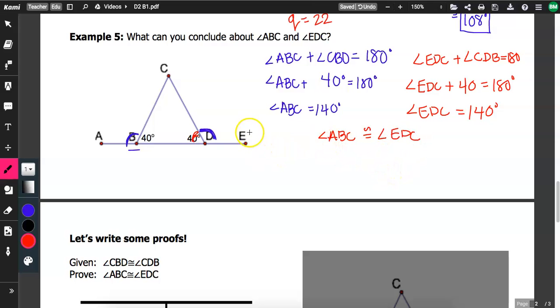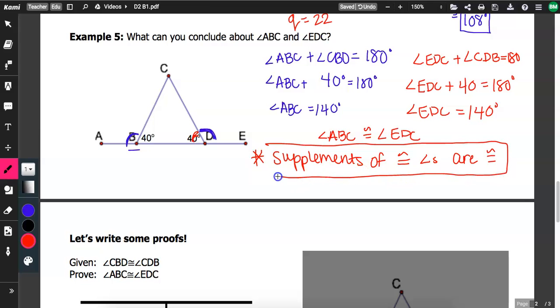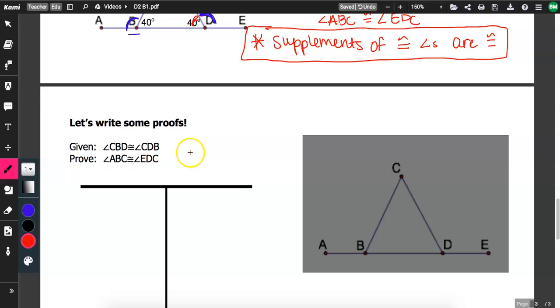Now we have a statement that we can use to describe situations like this, and we'll use it in a lot of our proofs. So we can say that supplements of congruent angles, so I'm using some symbols here to shorten it, congruent angles are congruent. So we'll use this in proof in a moment here. Supplements of congruent angles are congruent, right? So let's take a look at that. Let's actually write a proof.